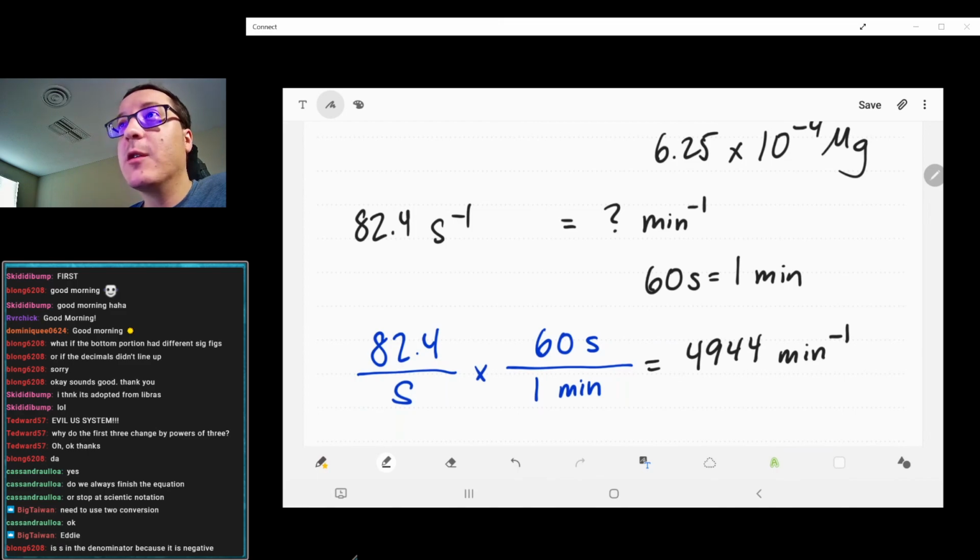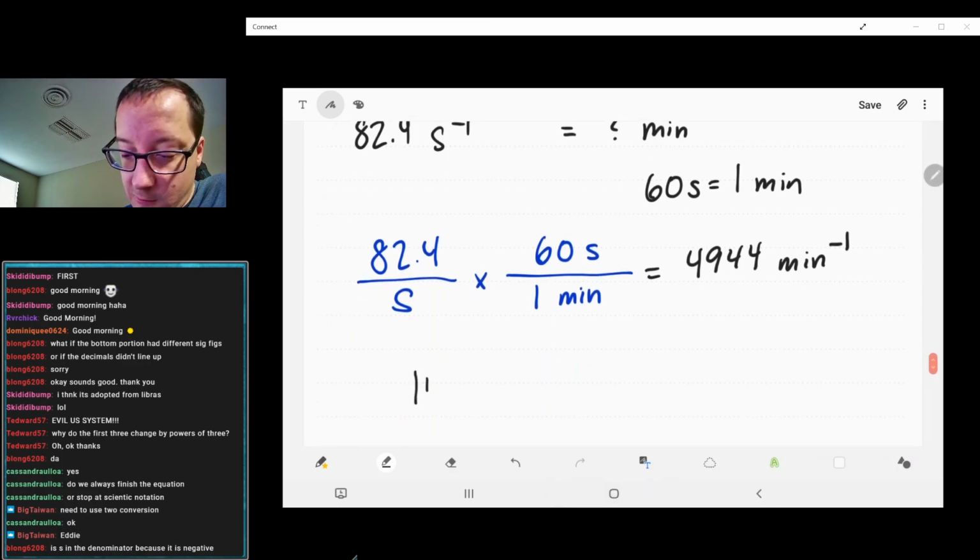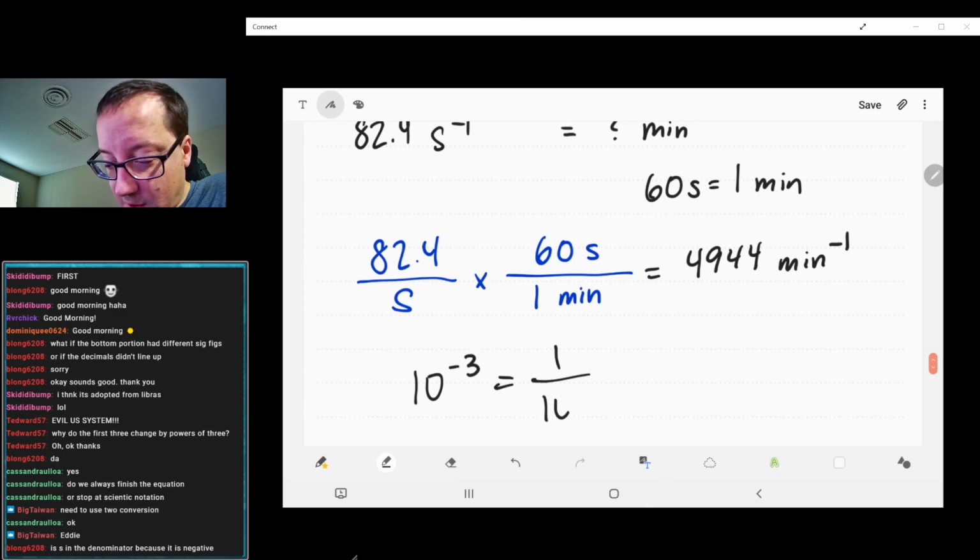Yes, exactly. So seconds to the negative 1 power. Remember that, for example, 10 to the negative 3rd power is the same as 1 over 10 to the 3rd. Negative exponents just mean it goes in the denominator.